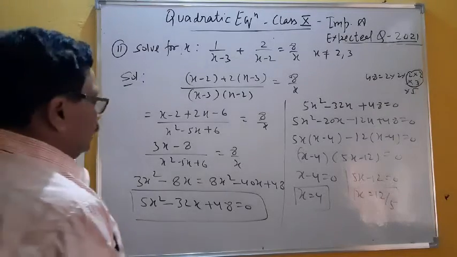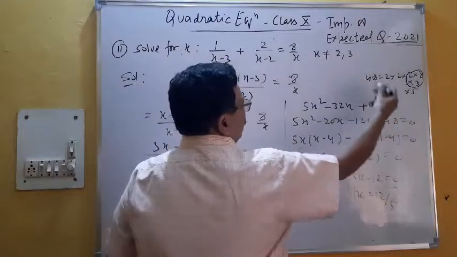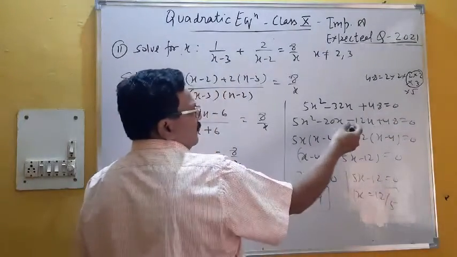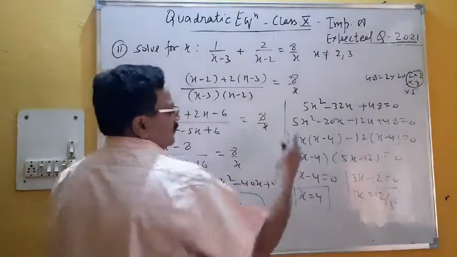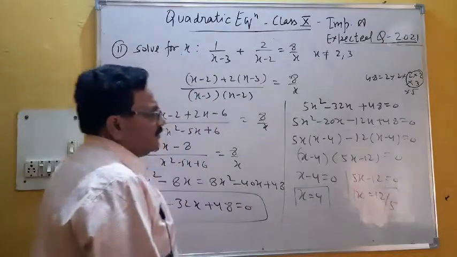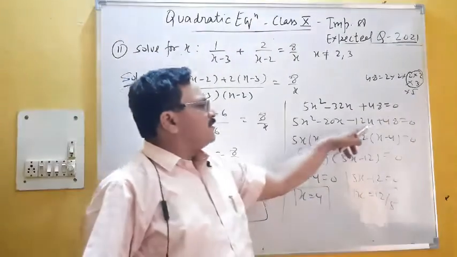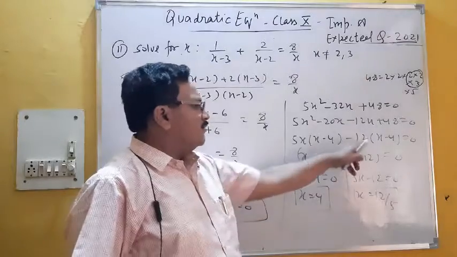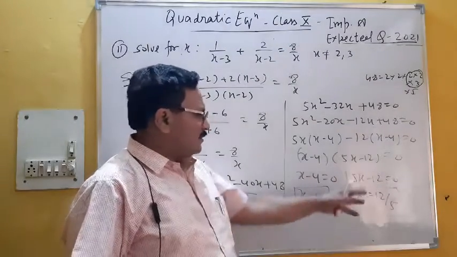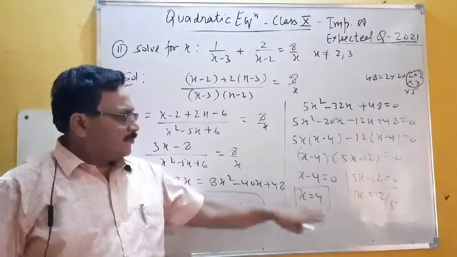You can see now what I did. I split the middle term, factorized 48, you will get 20 and minus 20, the split of the middle term, solve, and you can get your answer. See, 5x square minus 20x minus 12x plus 48, 5 common, here 12 common, then x minus 4 common, solve, and you can get your answer. Please note.